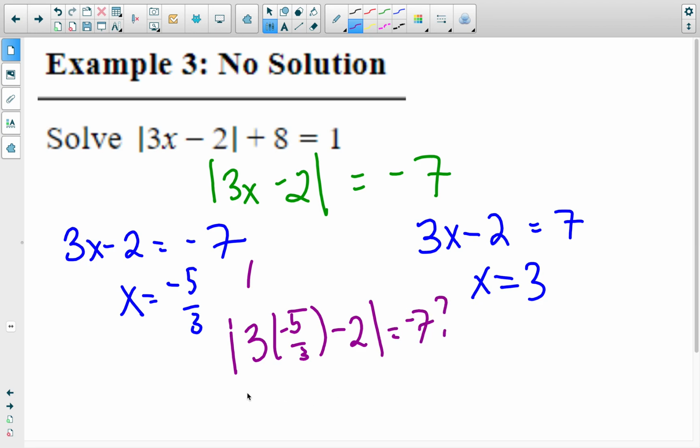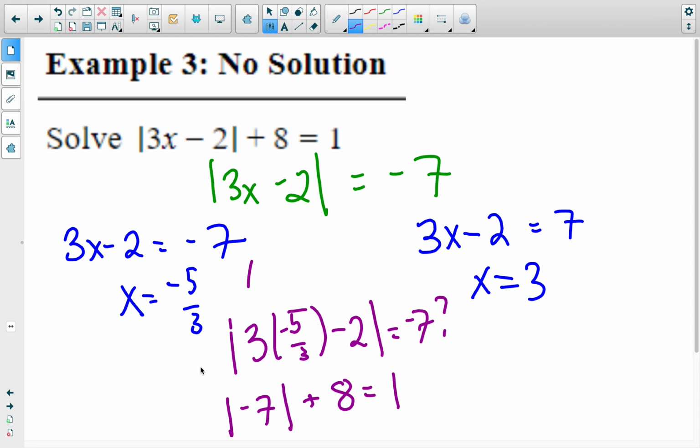Is that true? You can plug this in. If you want to do it by hand, that's great. If you want to plug it into Desmos to check, go for it. We're going to get to a point where we see the absolute value of negative 7 plus 8 equals 1 if we plug into the original.